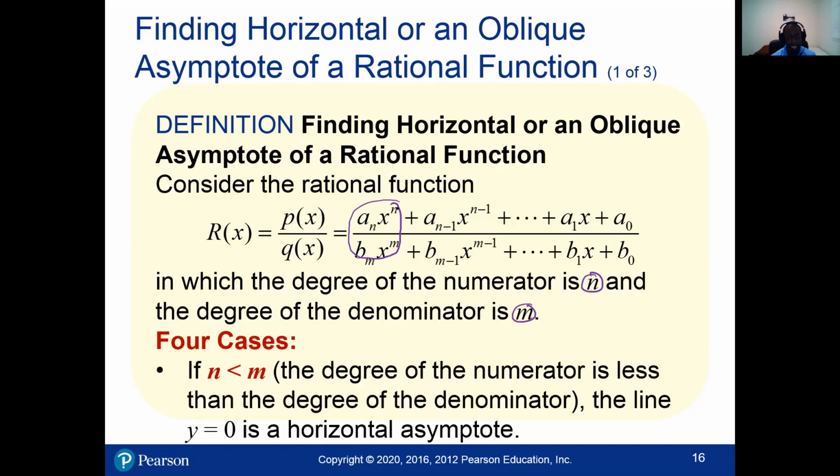First, if n is less than m, in other words, the degree of the numerator is less than the degree of the denominator, no matter whether by 1 or by 2 or by 3, then the line y is equal to 0 is the horizontal asymptote. Now notice that the line y equal to 0 is the same as the x-axis. The line y equal to 0 is the horizontal asymptote. That is one case.